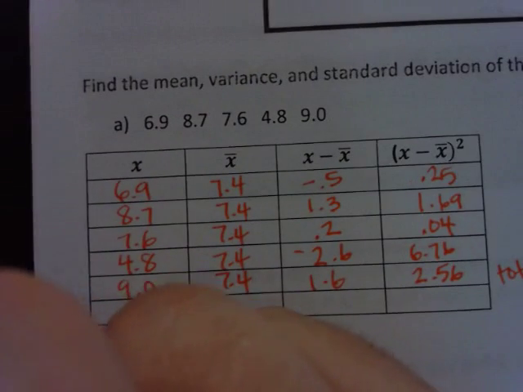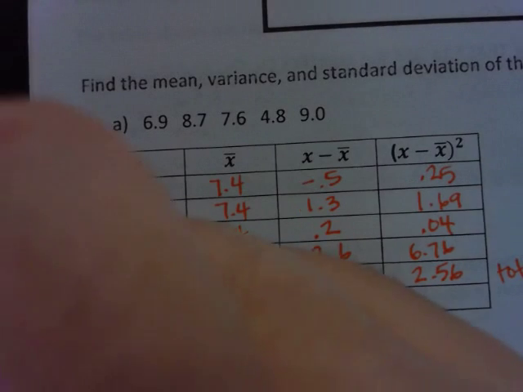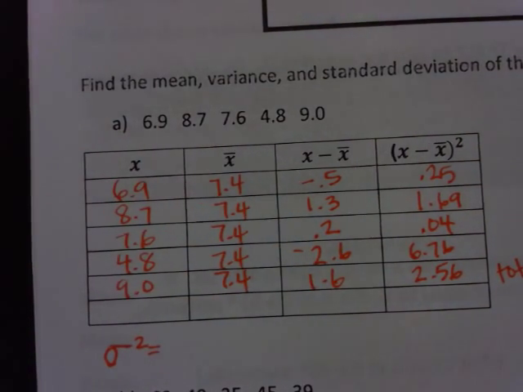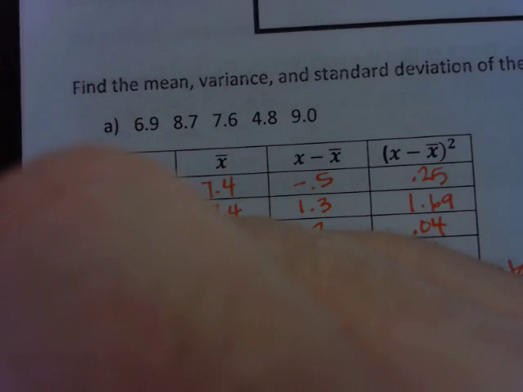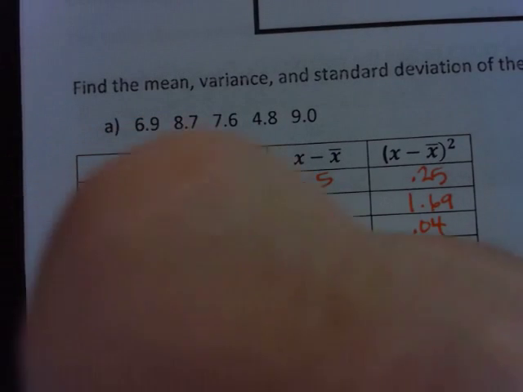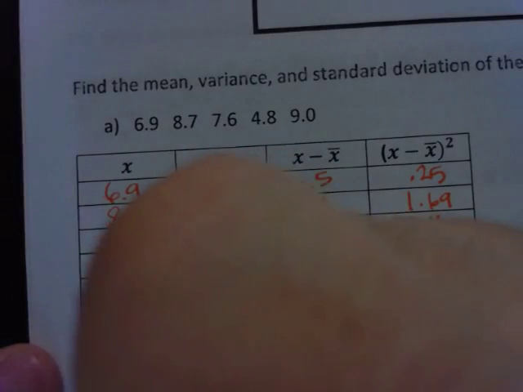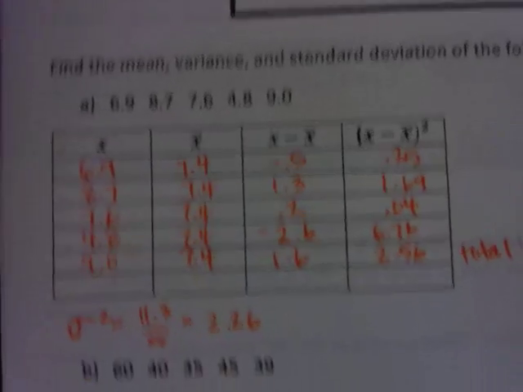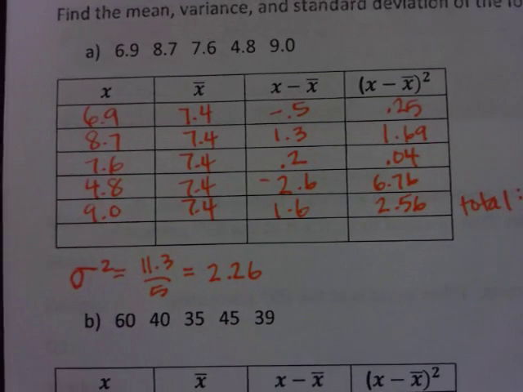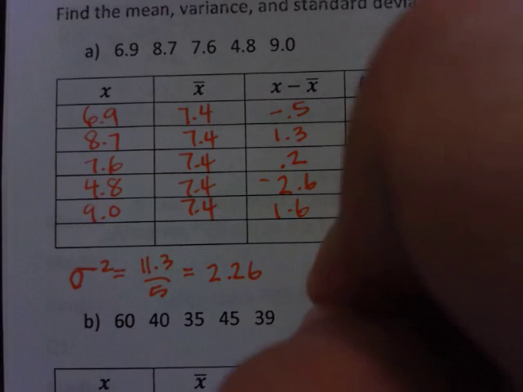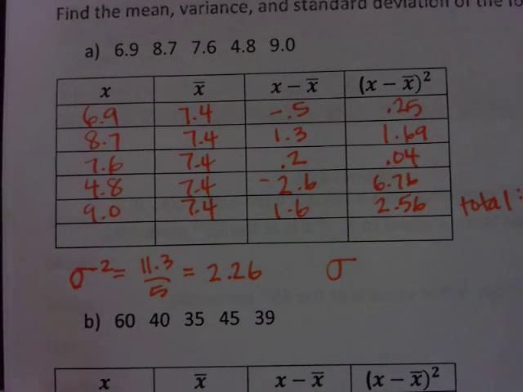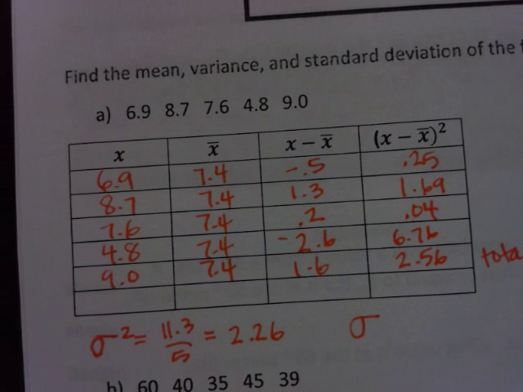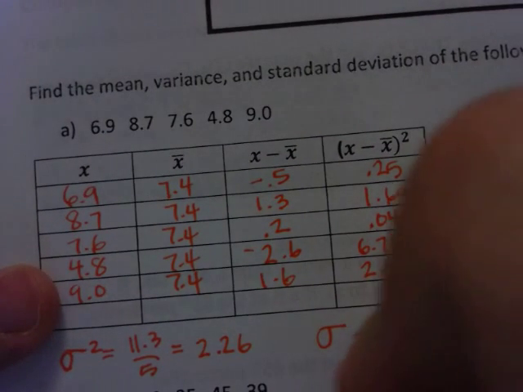So I'm going to find the variance. That's sigma squared. We take the sum and divide by however many there are, which gives 2.26. So that's variance, which we don't really use. But with the variance, let's get the standard deviation. To get the standard deviation, we take the square root, and you get 1.5 roughly.